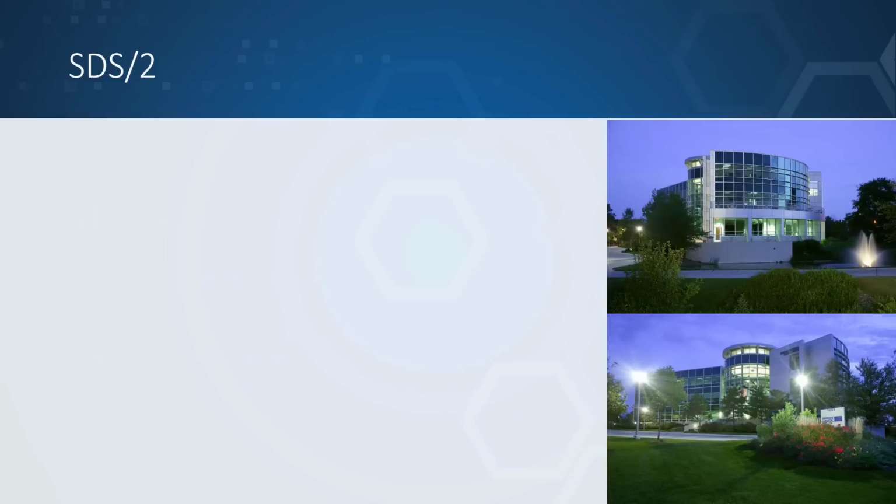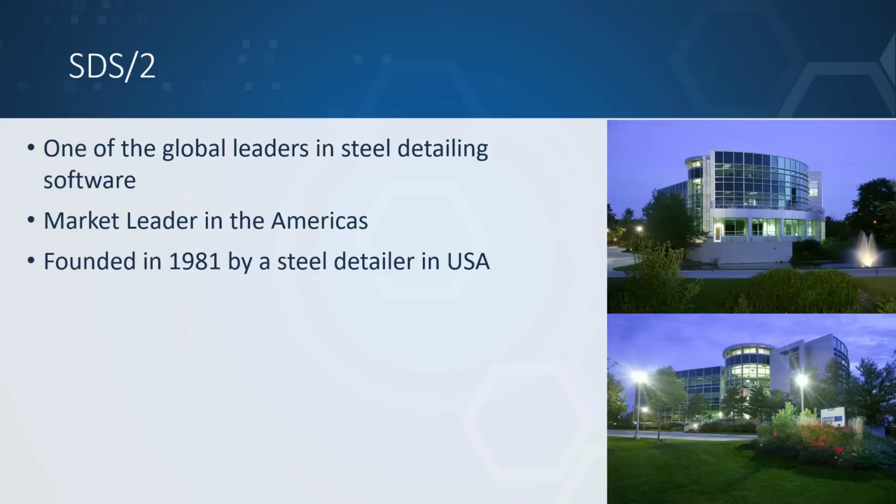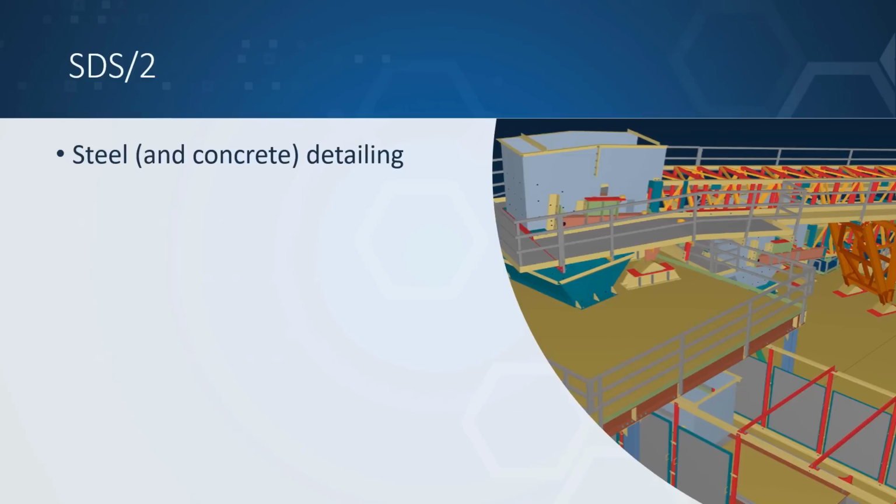So a little bit about us. Who is SDS2? We're one of the global leaders in steel detailing software, and we're also the market leader in the Americas. We were founded in 1981 by a steel detailer, and we're also part of the Nemetschek Group. We're expanding internationally, but the quick expansion has been slow due to the code-based design requirements, like the connections. We do have a presence in 17 countries, and the international growth is set to accelerate with the support of Nemetschek.